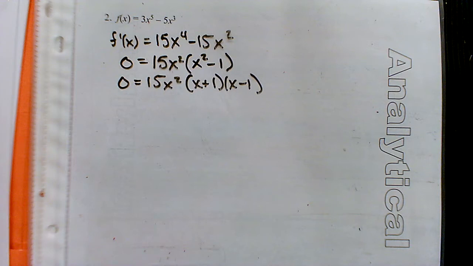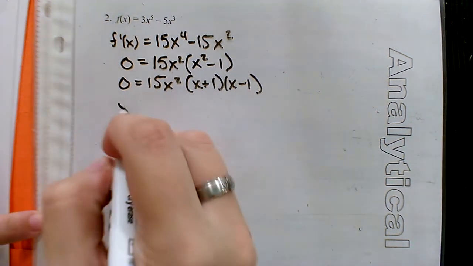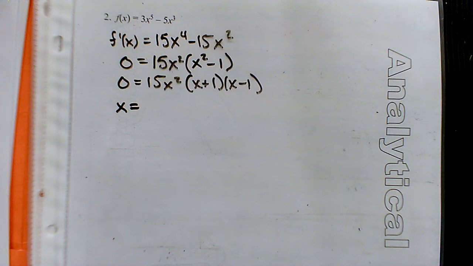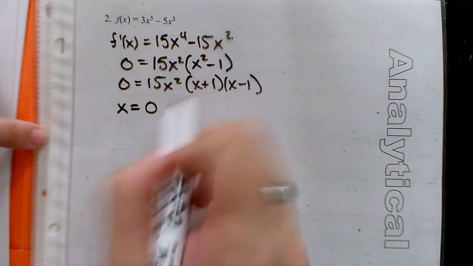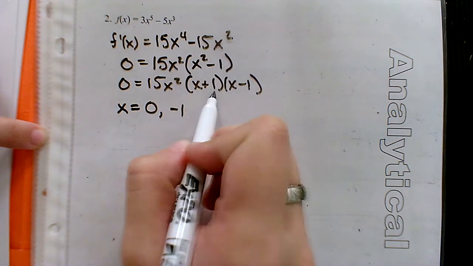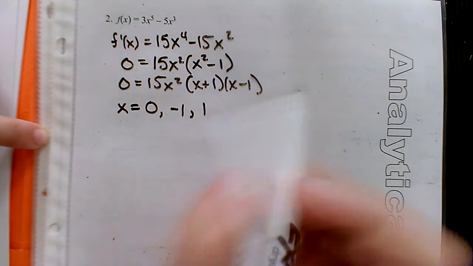All right, so we have 3 x's showing up in those factors, which means we're going to have 3 x values, or critical points. Let's see, the x squared would give us a value of 0. We would have negative 1 from the second factor and positive 1 from the third.